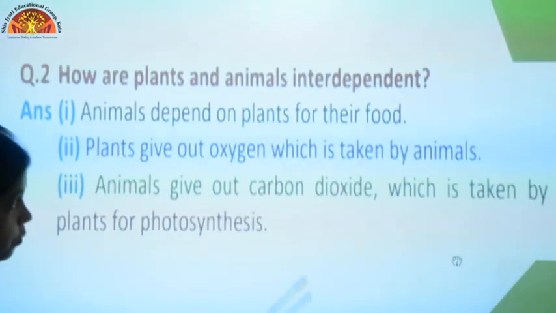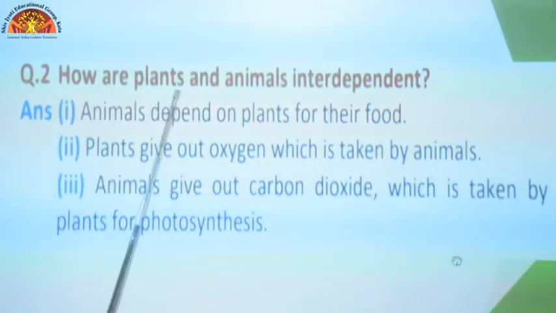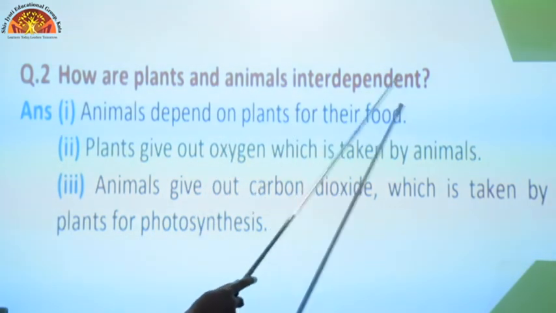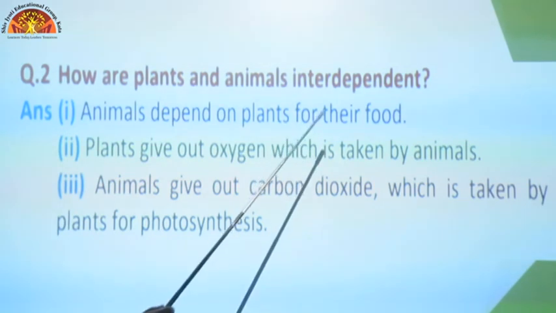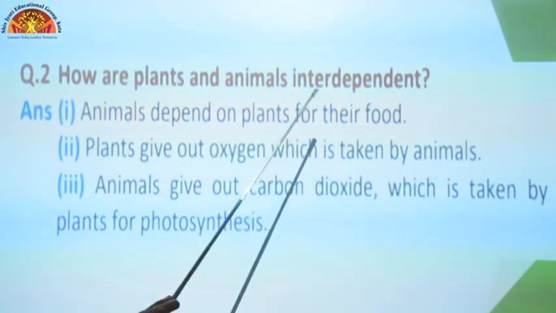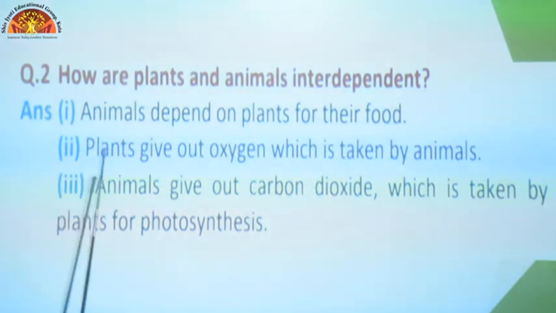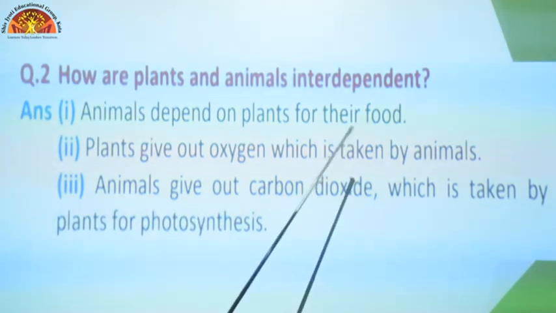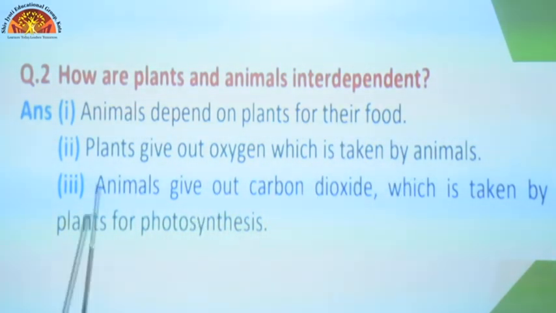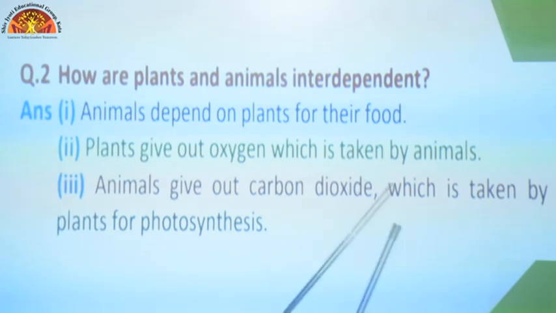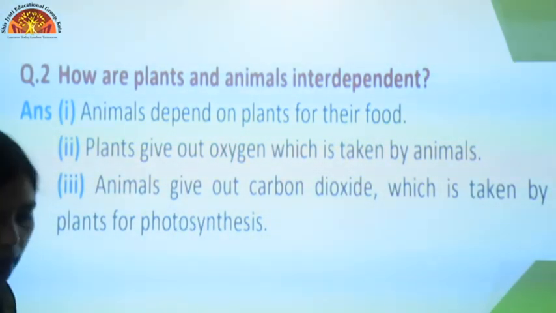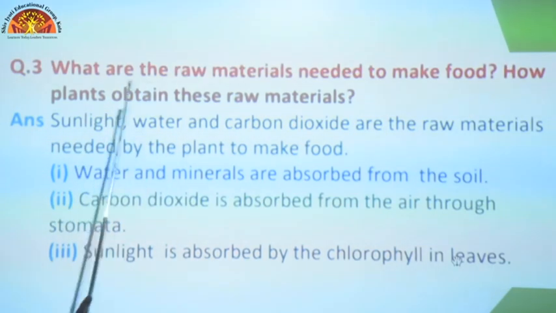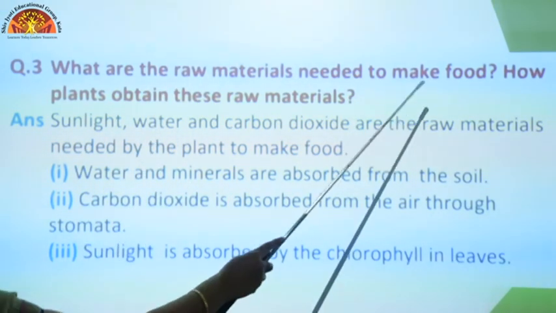Now second question is, how are the plants and animals interdependent? So first, animals depend on plants for their food. This we have studied through food chain also. Then plants give out oxygen which is taken by animals, and animals give out carbon dioxide which is taken by plants for photosynthesis.